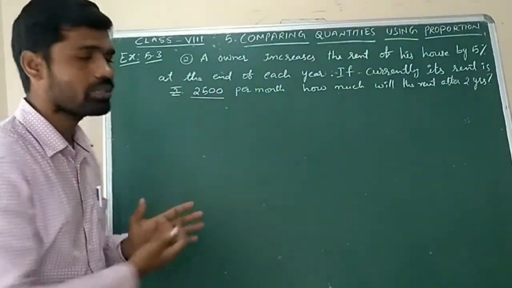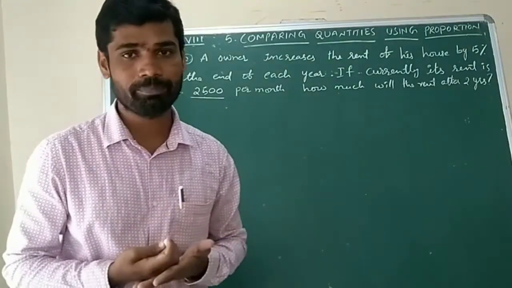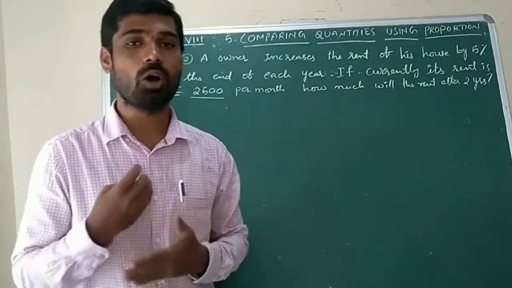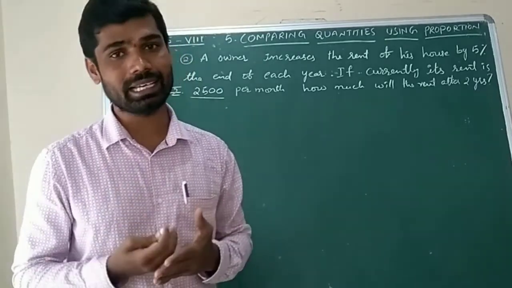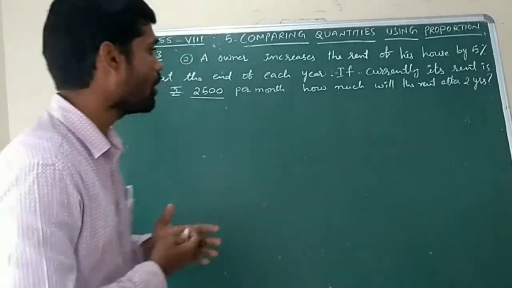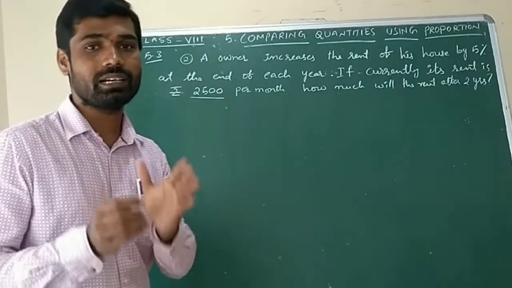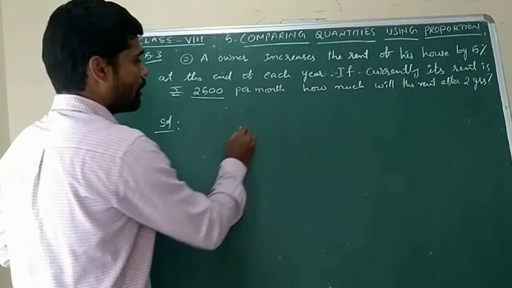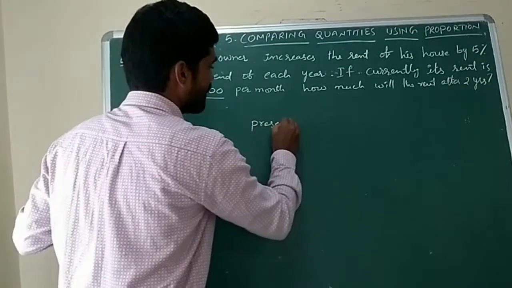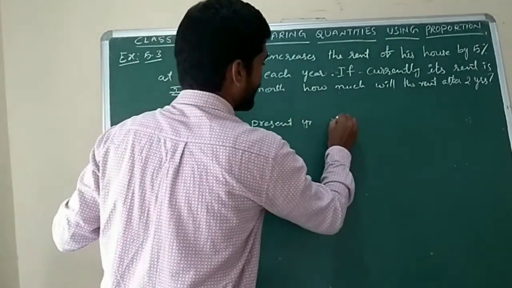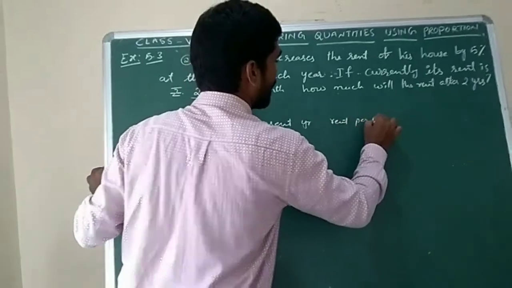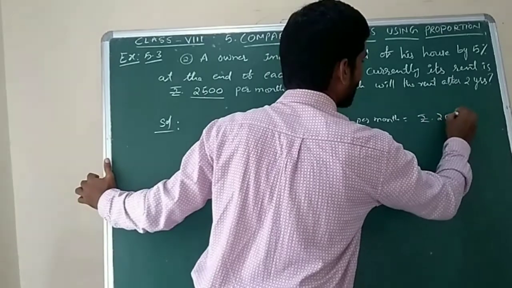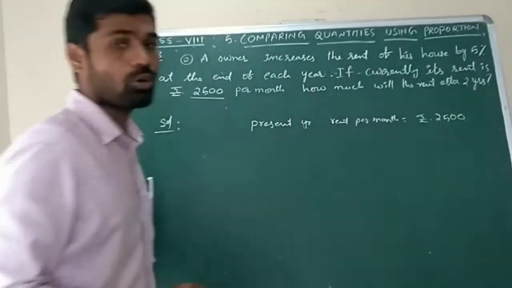If you go through the long procedure, it takes a lot of time and it is a little difficult. So what is the simple way? How to solve it in a simple way? Let us observe. First, let us observe the present year rent per month. So the solution: the present year rent per month is rupees 2,500.